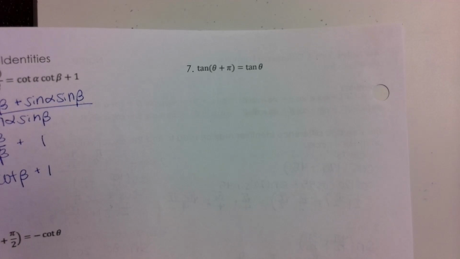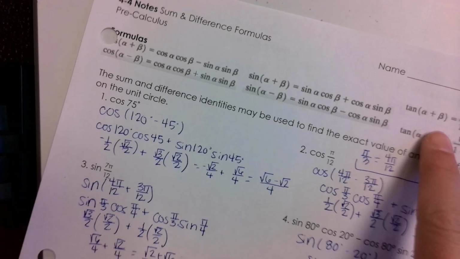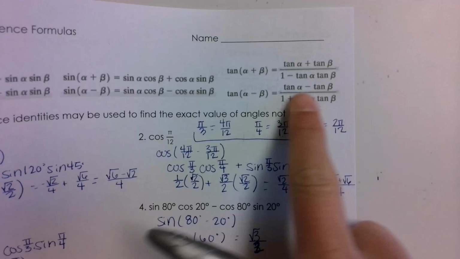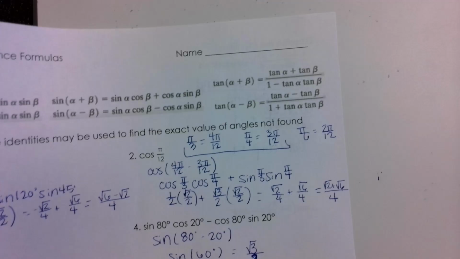Alrighty, so we're going to try number 7. So we've got tangent of theta plus pi. So we need to use our identity for that tangent angle, which we haven't done yet, but it's on the front. So for alpha plus beta, this is what you're going to use. Is that okay? So I know it's a lot to copy. This is what you're going to end up having.